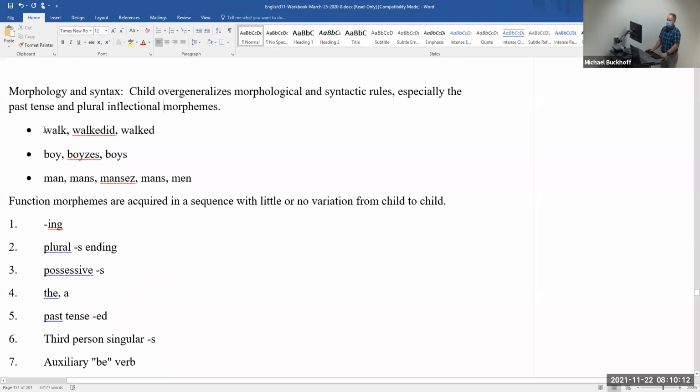This shows you different examples of how a child might say a word. You have walk, then walk it, and then walked. Finally, the child will get to this. Or you have boy, boyses, and then finally boys. Or you have man, mans, manses, and then finally men. So the child could have different variations of these words as a child is learning the inflectional ED past tense and the inflectional plural S endings.